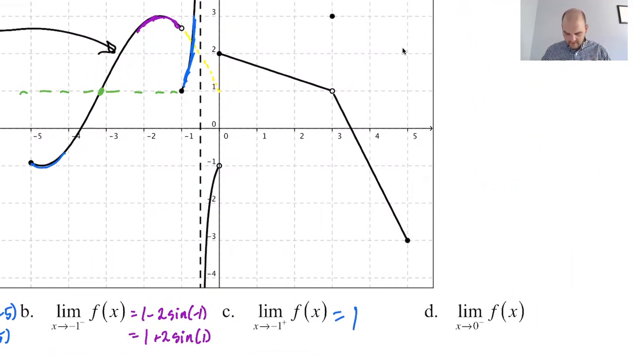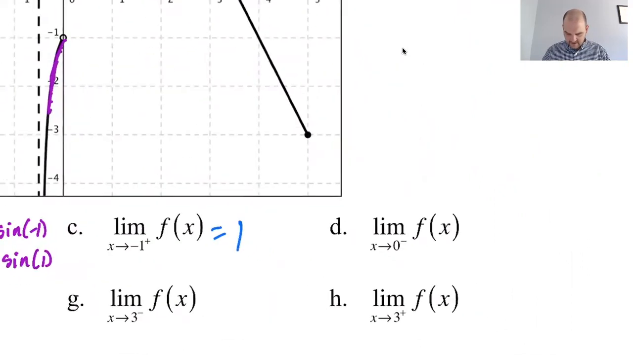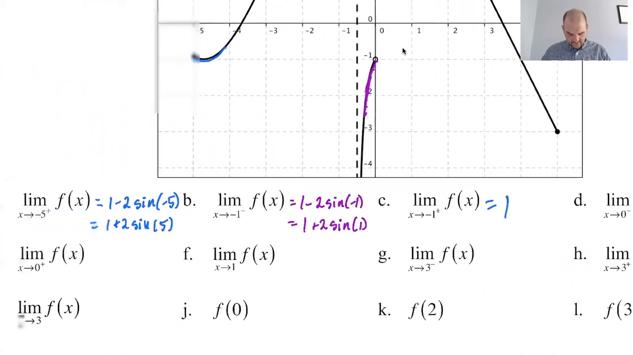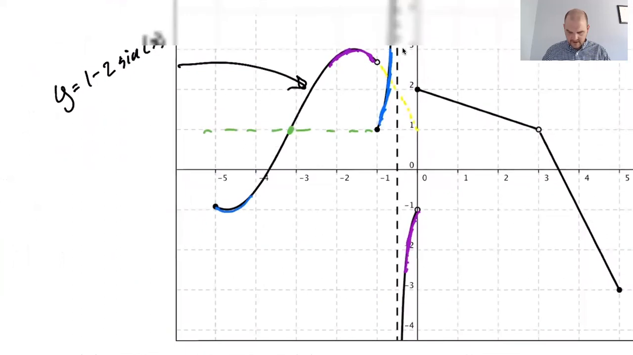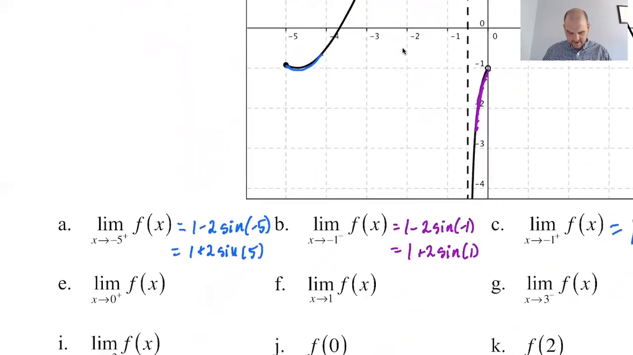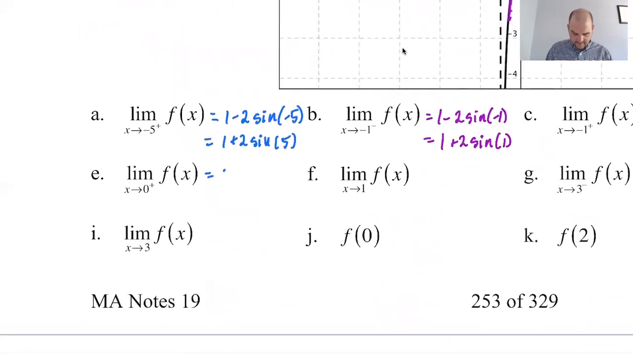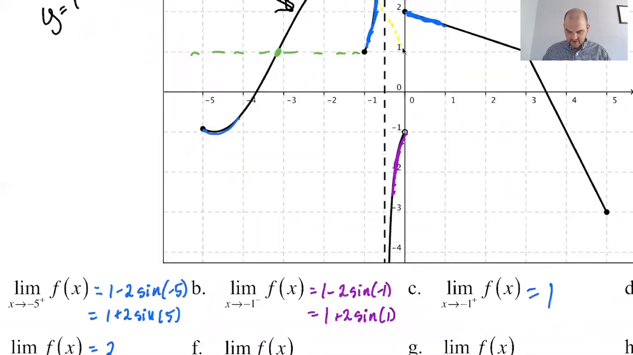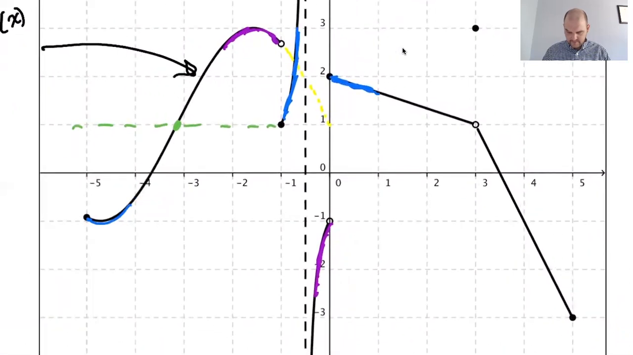0 from the left. So here, 0 from the left looks like -1 to me. 0 from the right next. You can probably blow through these faster than I'm doing them, so if you can do this faster, do it. So 2 is the logical y value there. The limit as x approaches 1, just overall 1.